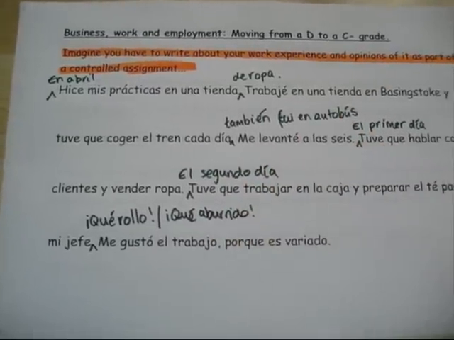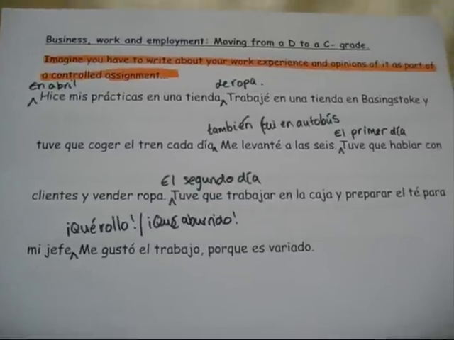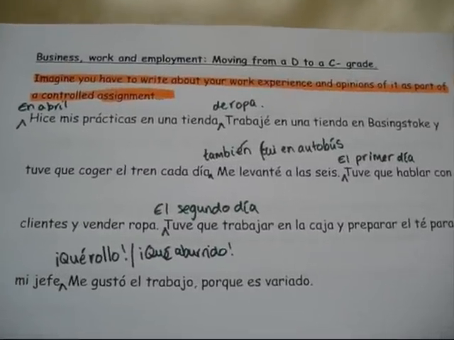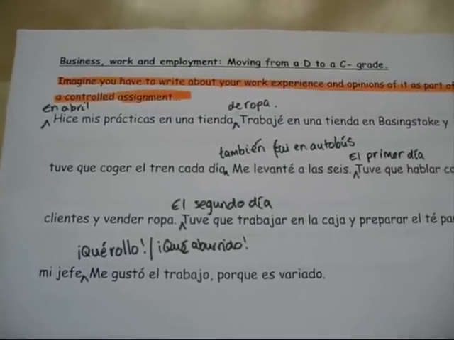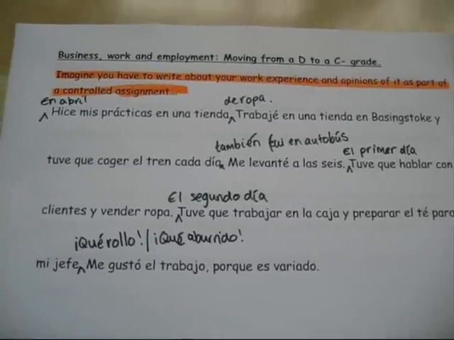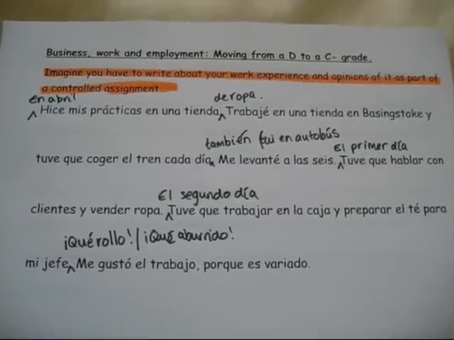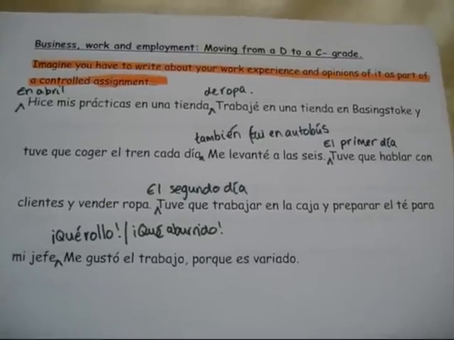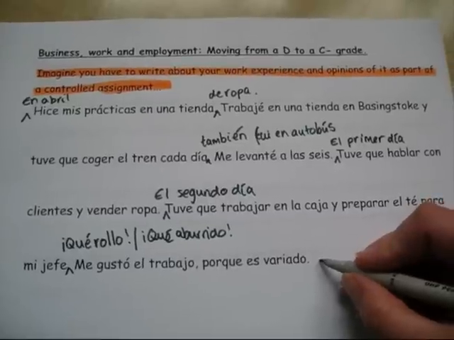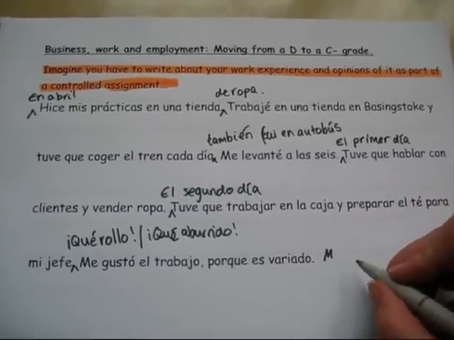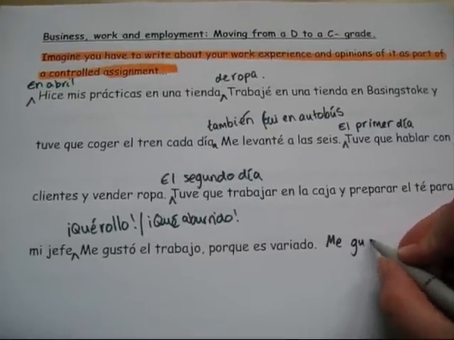Que rollo, que aburrido, how boring. So there we've added one opinion. Now that's all very well, but we might want to add a different type of opinion, plus, as we're aiming for a C grade, maybe a different tense. So if we're talking about work experience, perhaps we could say, using conditional tense, whether we'd like to do that job later.